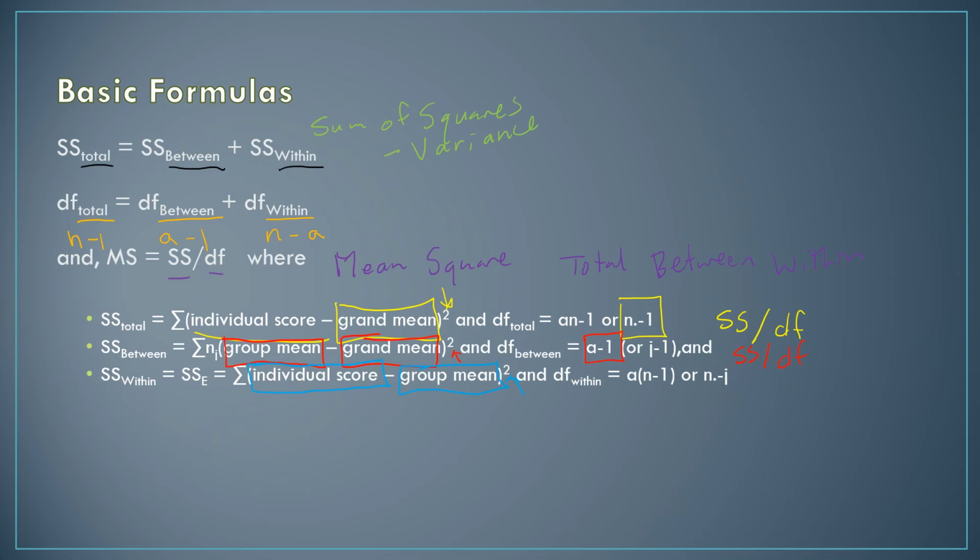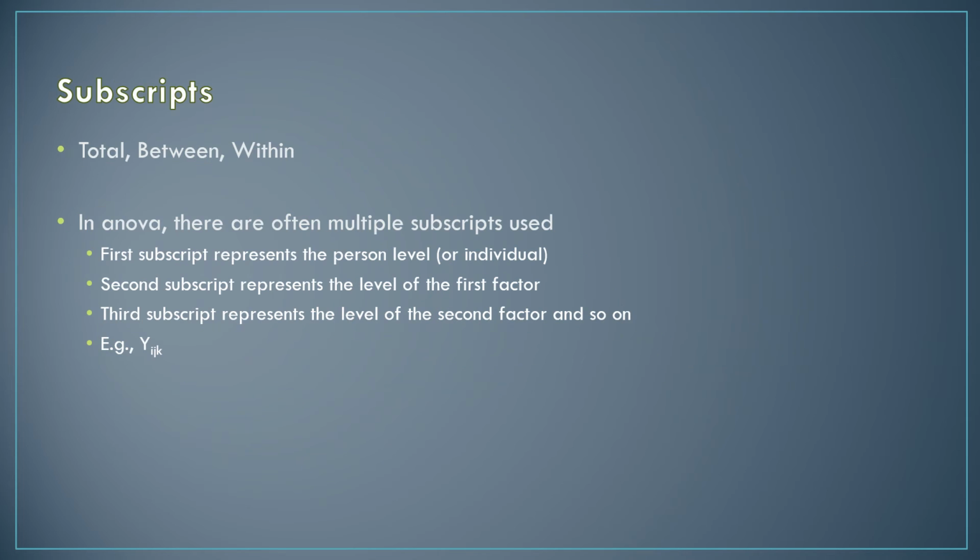And then for degrees of freedom now, we are looking at the sample size for the entire sample in relation to the number of groups that you have. So you can take the total sample size for the entire group and subtract the number of groups that are included in the analyses. So the subscripts of our basic formulas are total, between, and within.